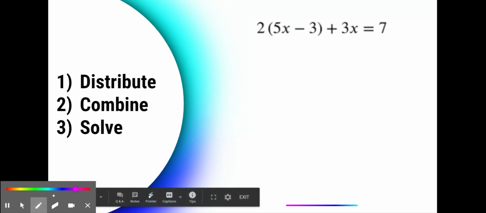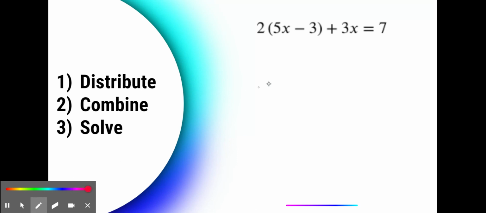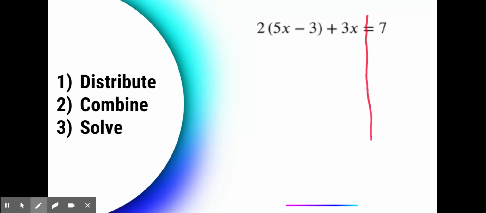Now I'm going to suggest, and this is just a suggestion, it will be particularly helpful in the next lesson, that you find your equal sign and draw a line down the equal sign so that you can keep everything lined up and see the left side of the equation and the right side of the equation. There are 3 main steps to solving a multi-step equation. The first thing you're going to do is distribute. You want to look for any distributive property and clear your parentheses.